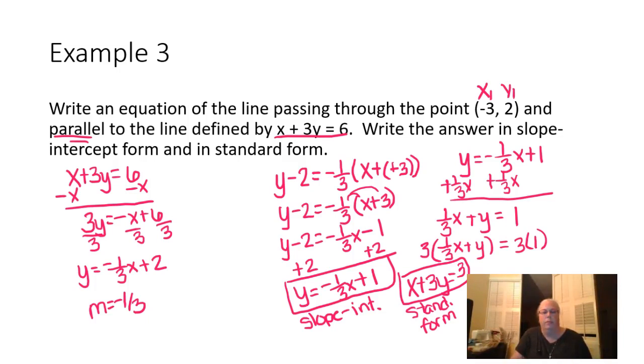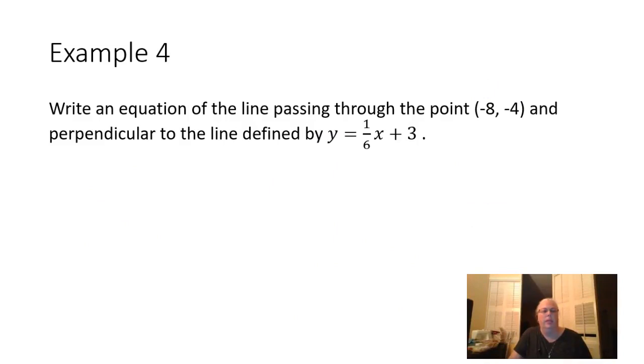Example 4. Write an equation of the line passing through the point -8, -4, and perpendicular to the line defined by y = 1/6x plus 3. Okay, so again, I'm going to try and write my equation in the form y equals mx plus b. And I know that I have my point here, x1 and y1. If I want to use my point slope formula, I need a slope. I don't have one.